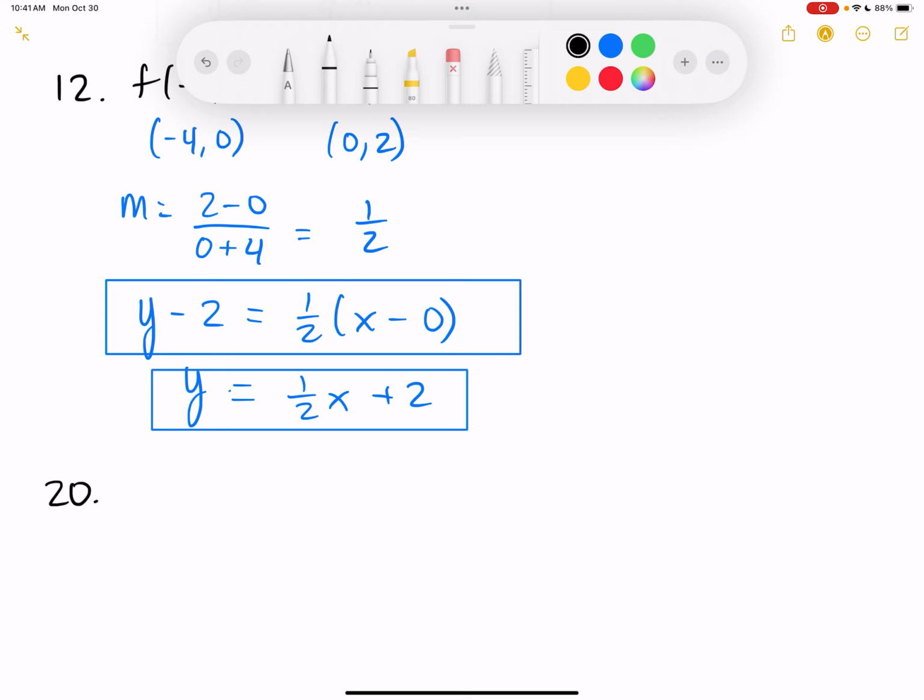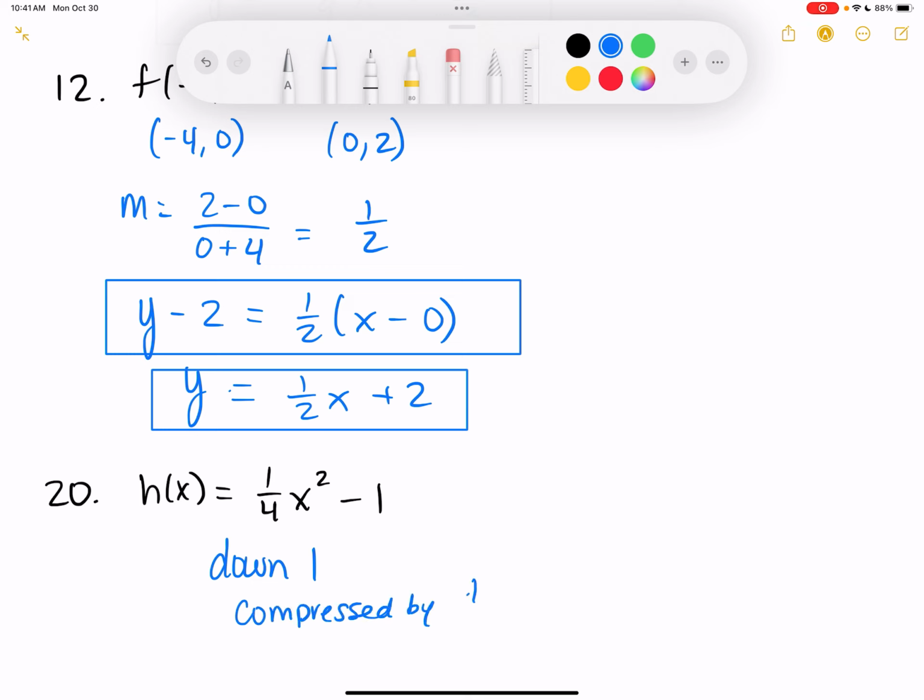20. H of x is equal to 1/4 x squared minus 1. These say to describe how to transform the graph into the graph of the given function. So basically, we start with x squared. How do we get here? So what occurs to move this to where it is from x squared? So we move it down 1 and we compress by 1/4. Good job, Virginia. So that's just saying how it's moved.